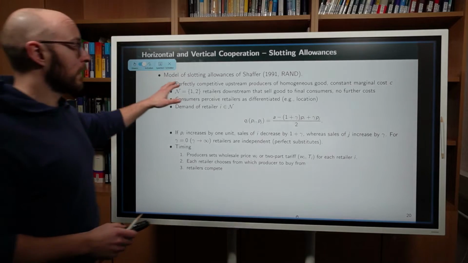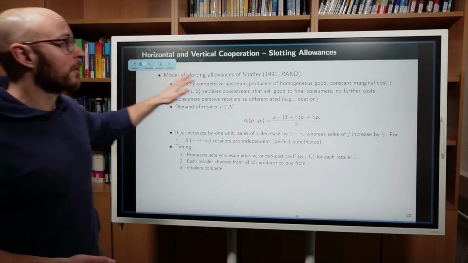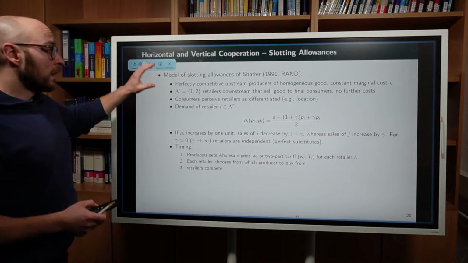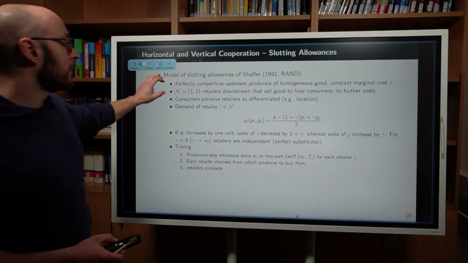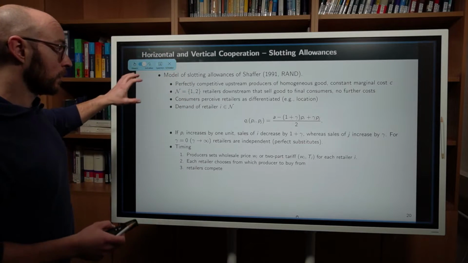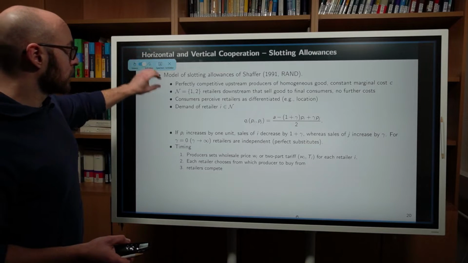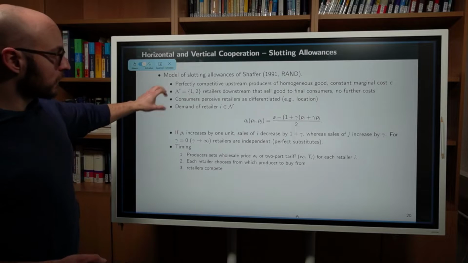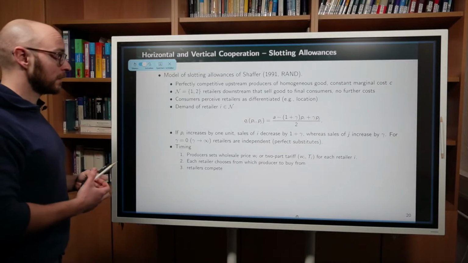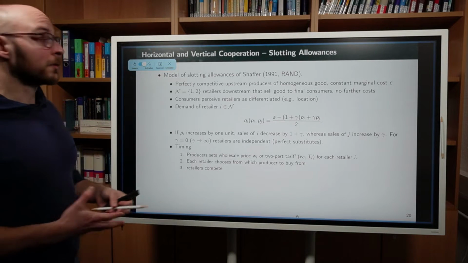On the upstream stage, we have perfect competition with price-taking firms, and we have constant marginal costs, C. On the retail level, we have two downstream retailers selling the products to the final consumers without further costs. And the consumers perceive the two retailers as differentiated, for instance due to different locations.